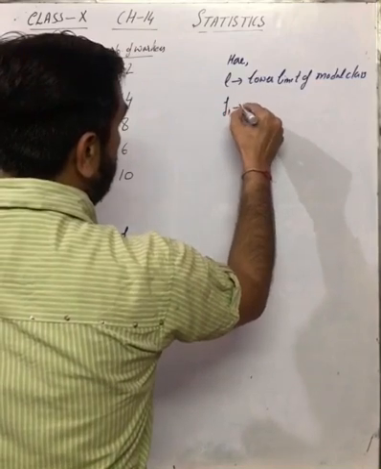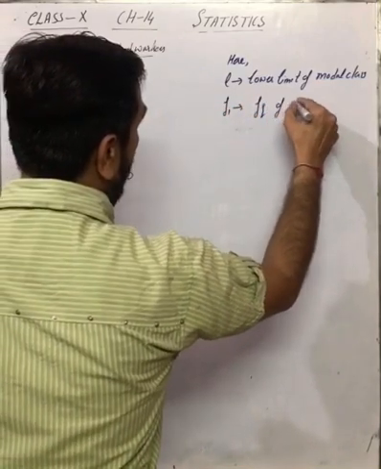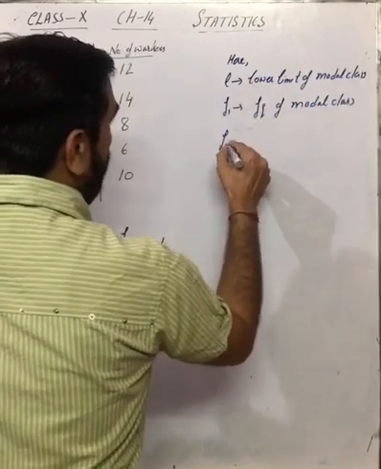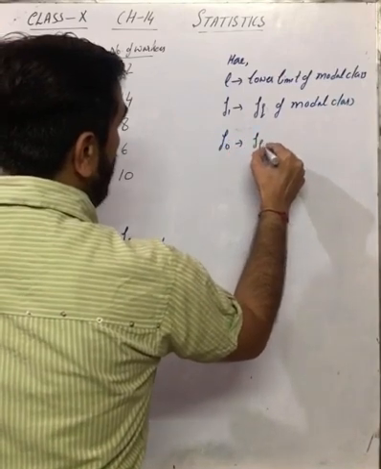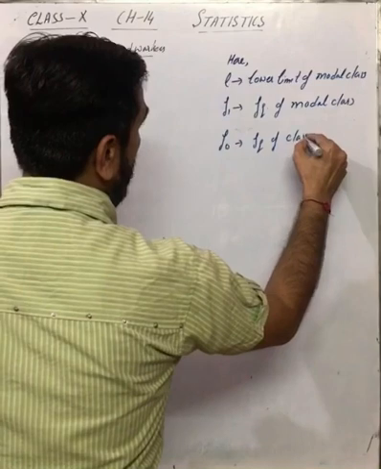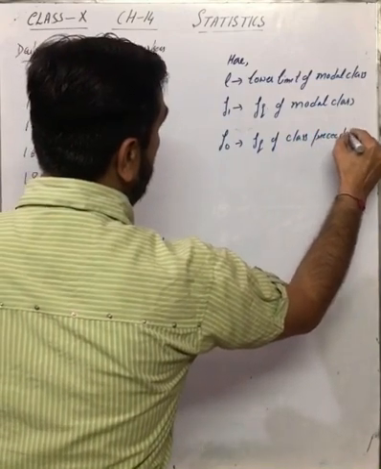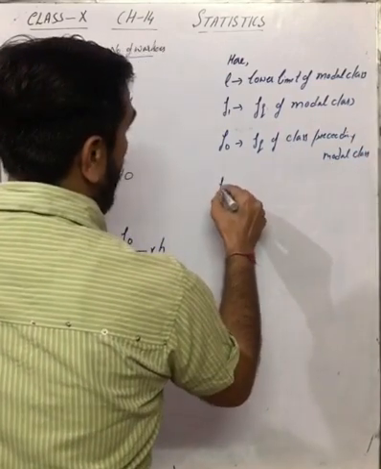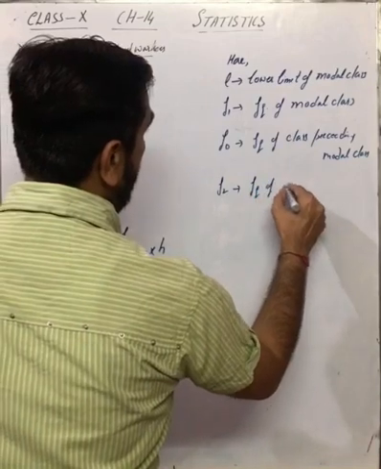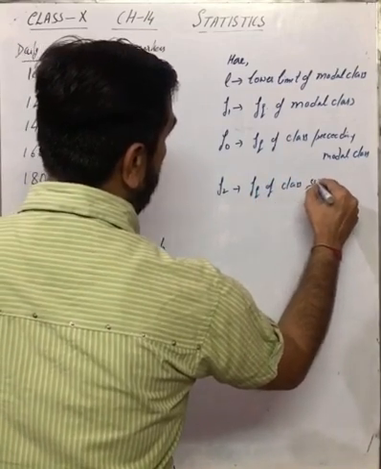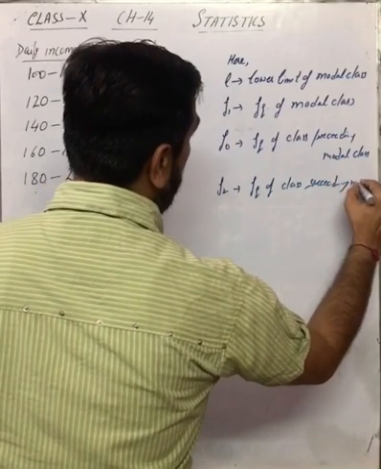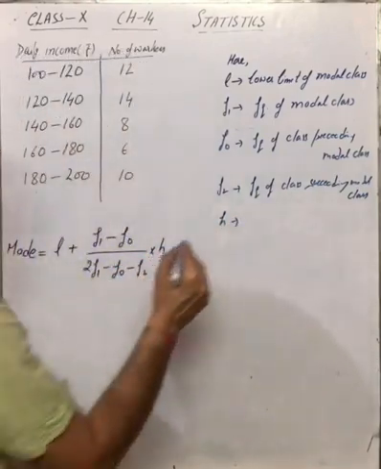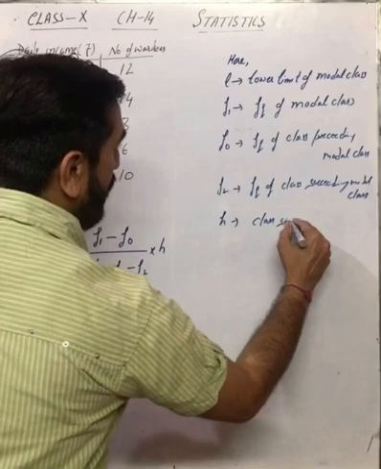F1, it is the frequency of model class. F0, frequency of class preceding model class. F2, frequency of class succeeding model class. And the last term H, it is class size.